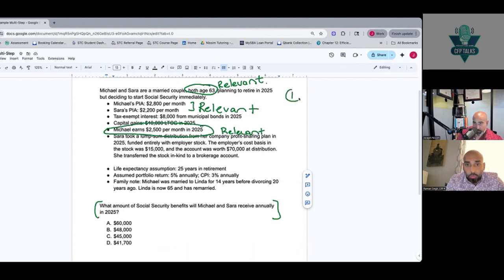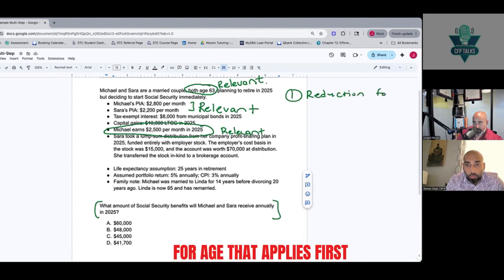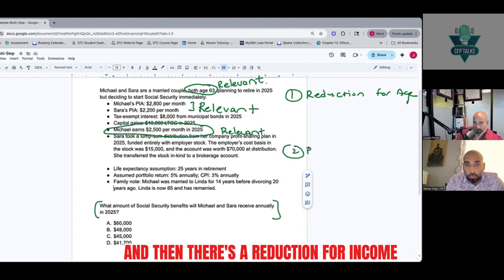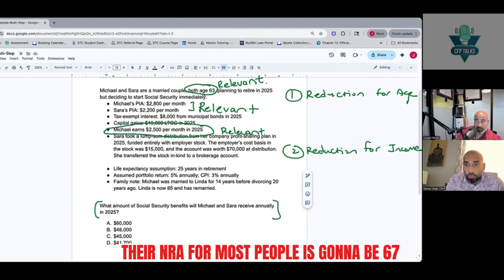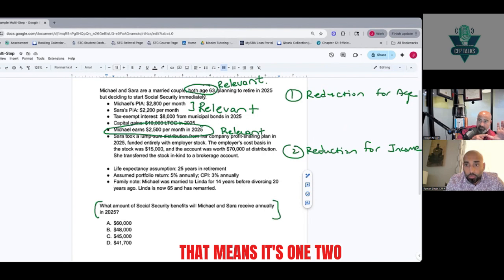One, there's a reduction for age. That applies first. And then there's a reduction for income. Now, if they're 63, their NRA, for most people, is going to be 67. That means it's 1, 2, 3, 4 years early.